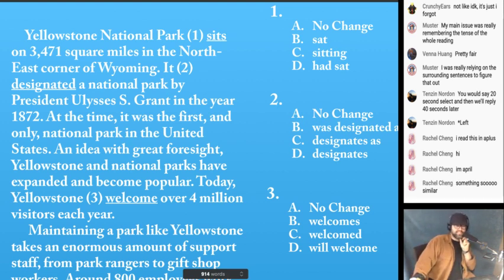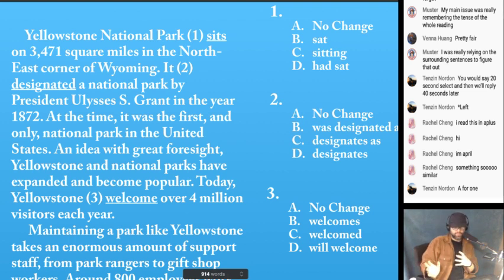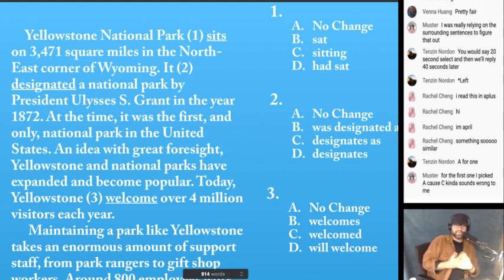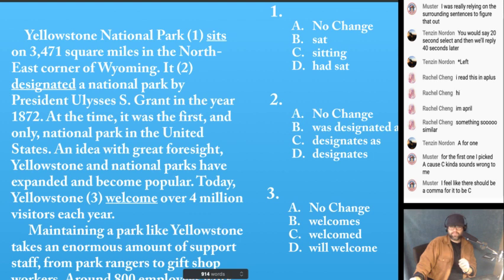If you change it to sitting, that makes it an incomplete sentence, because any ing verb cannot really act as the verb in the sentence. I couldn't say John sitting. That's not a sentence. Even if you say John sitting on the bench, that's not a sentence. That's just a setup, a large noun. So one is A for sure.